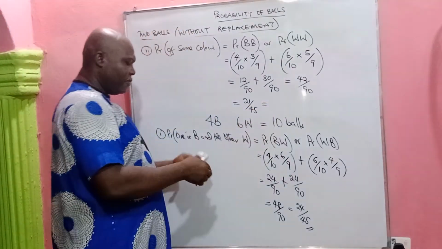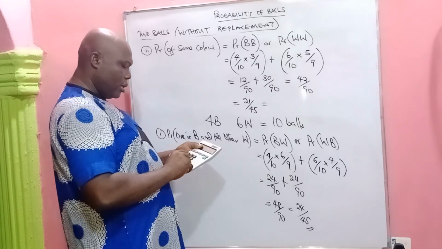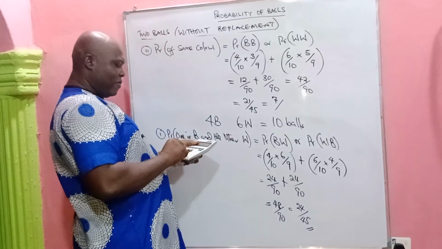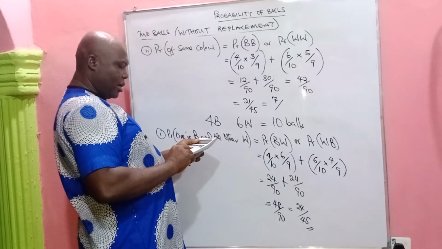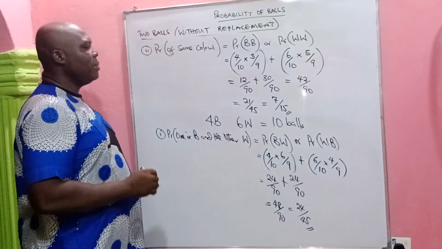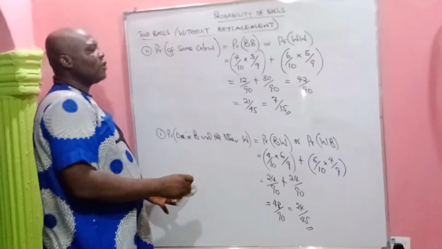It means we can still divide 21 by 3. 21 by 3, that's 7. So this will be 7, and 45 divided by 3, that's 15. So we can still reduce to the lowest term. It means that our final answer will be 7 over 15. Please take note of that.